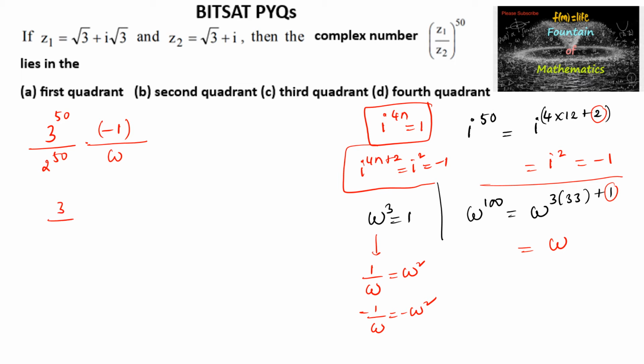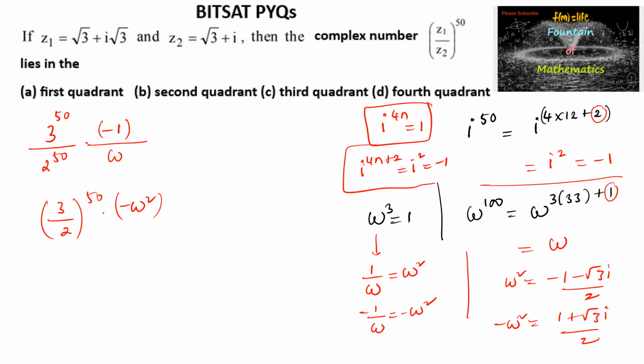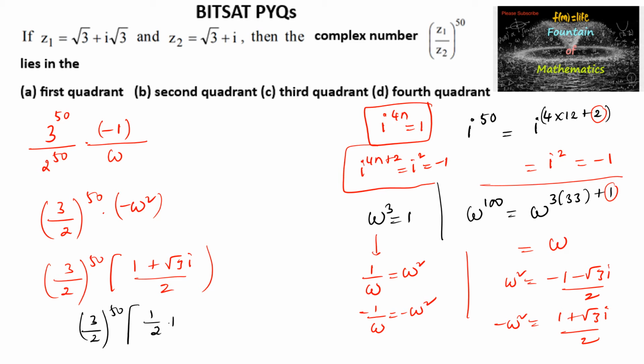So here we can write (3 by 2) whole to the power 50 into minus omega square, and we know that omega square is equal to (minus 1 minus root 3 i) divided by 2, then negative omega square is equal to (1 plus root 3 i) divided by 2. So we can write (3 upon 2) whole power 50 into (1 plus root 3 i) divided by 2, or we can write (3 by 2) whole power 50 times (1 upon 2 plus root 3 by 2 i).